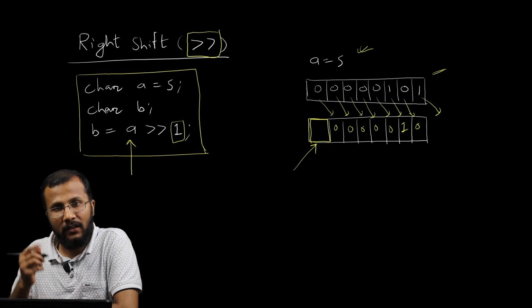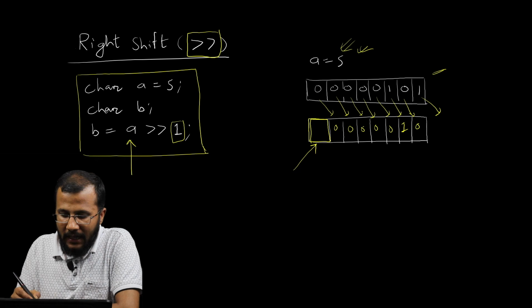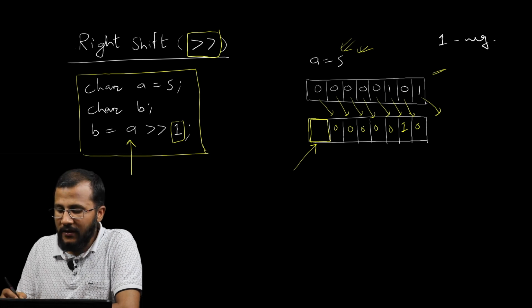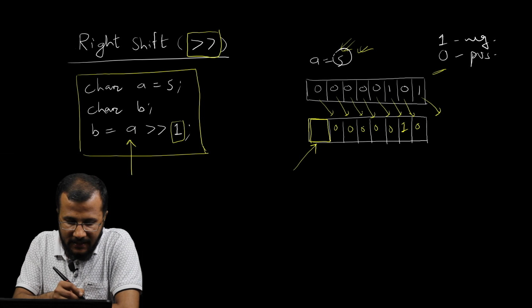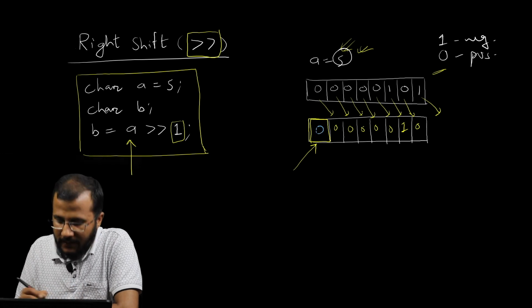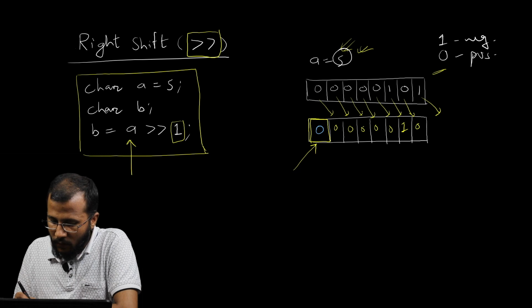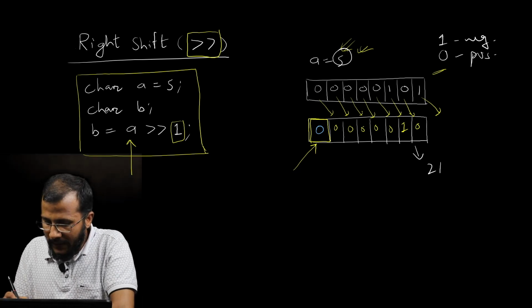Now what digit do I place here? Do I place 1 or 0? Right? If the input number happens to be negative, then you have to place 1. Okay, 1 for negative. If it is a positive number, you have to place 0. Input 5 is positive, so I'll place 0 here. If you look at this, the answer is 0 0 0 0 0 0 1 0. So 10 in binary is nothing but 2 in decimal.